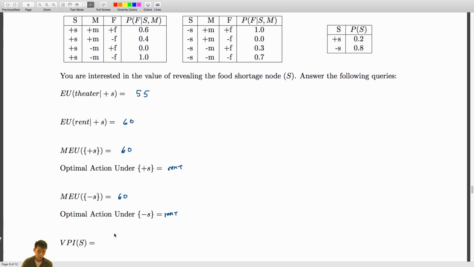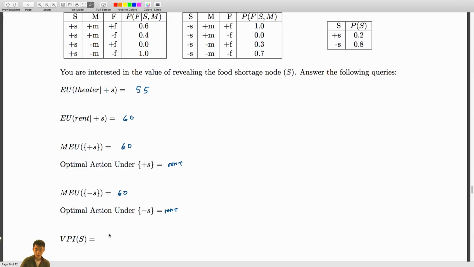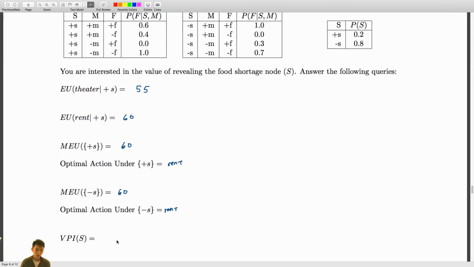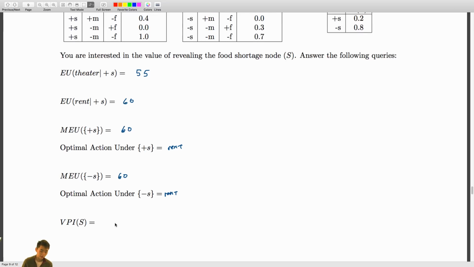Okay. So the value of perfect information of S is trying to tell us how much better it is on average to know S than to not know S. And since the information that S tells us isn't actually relevant at all to what we care about, which is the quality of the movie, the value of perfect information is 0 for this. And this all comes from the fact that the food shortage variable is independent of the quality of the movie. So none of its values will tell us anything interesting about the quality of the movie.